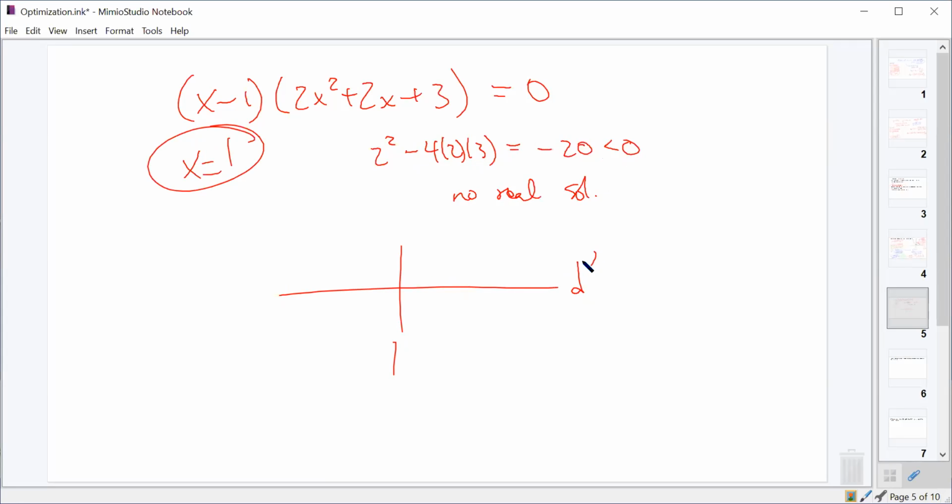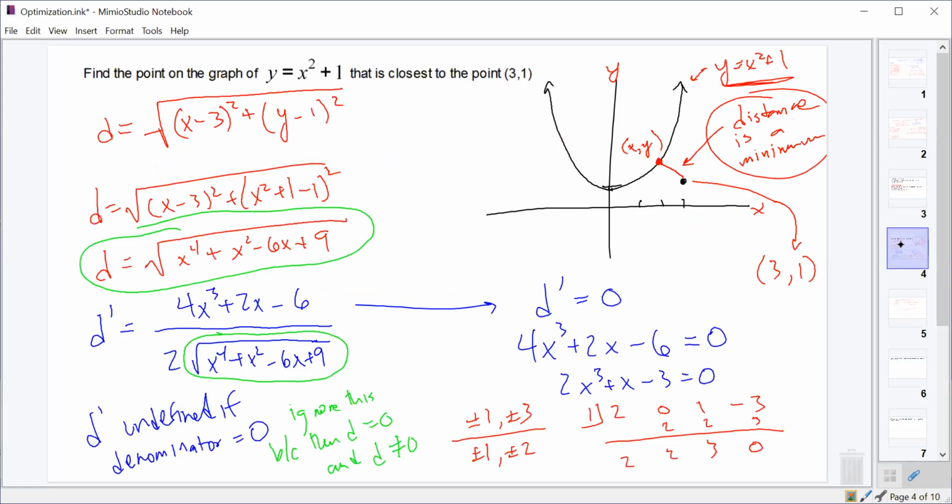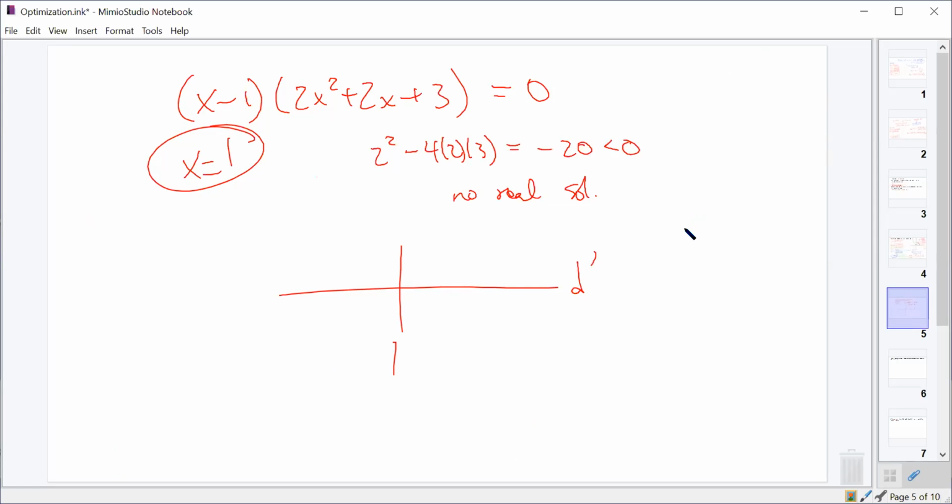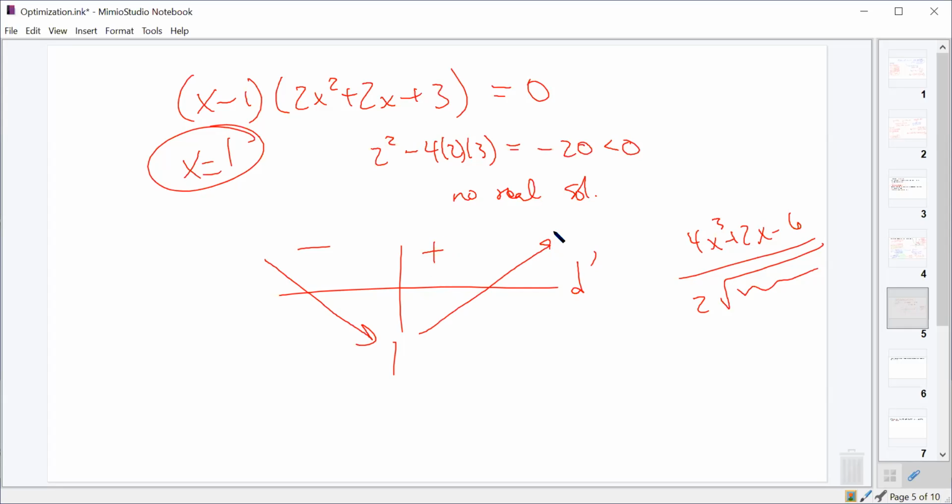Good. All right, so we'll make a sign chart. And our derivative was, what was it? I don't remember. It was 4x cubed plus 2x minus 6 over 2 times the square root of something, right? The square root of something is always going to be a positive number. So this denominator is always going to be positive. So really when I plug stuff in, I'm just looking at the numerator. If I plug in 0, the numerator is negative, so it's decreasing. And if I plug in something more than 1, like 1,000, this is clearly positive. So our function is then increasing.